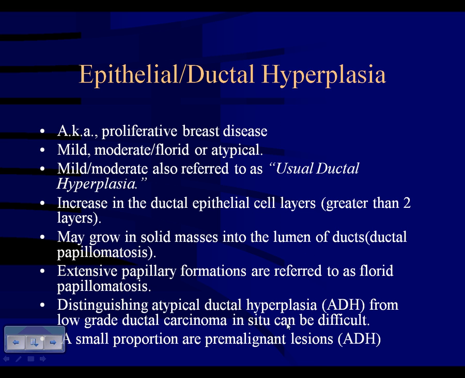And we want to distinguish atypia from the differential, which includes DCIS, or ductal carcinoma in situ, that's low grade. So this can become a challenge. It's nearly impossible on cytology to make this distinction. We'll talk about it later. And it becomes challenging on histology to make it. So you can imagine how challenging it can be on cyto. And a small proportion of these are considered premalignant lesions, especially those with atypia.